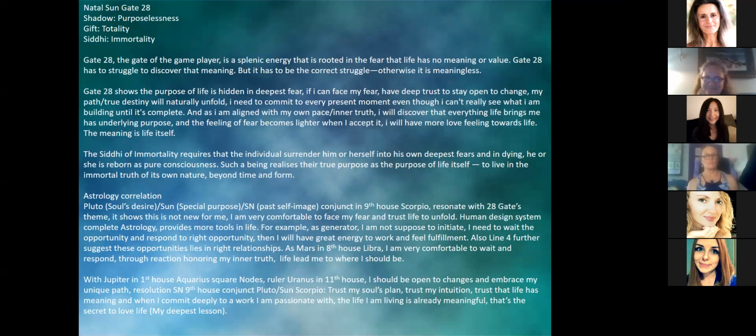And just to give some astrology correlation, the Pluto in the Earth chart means soul's desire, the sun is the special purpose of this lifetime, and the South Node correlates to past life self-image. Those three positions are conjunct in my 9th house Scorpio, so they resonate with the 28 gate. It shows this is not new for me, because Pluto, Sun, and South Node are conjunct. So I'm very comfortable to face my fear and trust life to unfold.